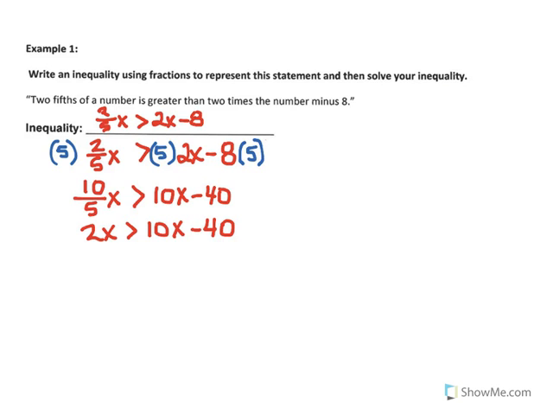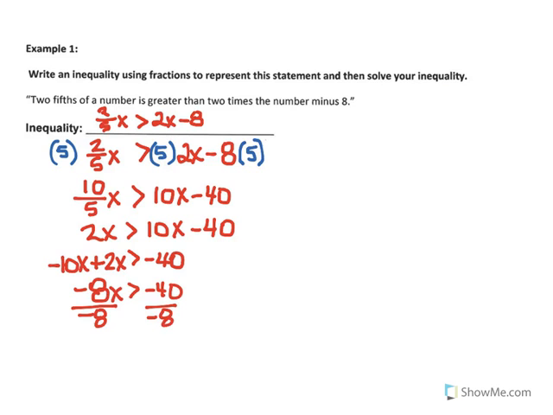When you have inequalities, you want to put all of your variable terms to the left and your constant terms to the right. So that means I need to move the 10x over to the left. Once I did that, I have a negative 10x plus 2x is greater than negative 40. And I have a negative 8x will be greater than negative 40. I have to divide both sides by the negative 8 so that I can get x by itself. And once I have done that, x is less than 5.